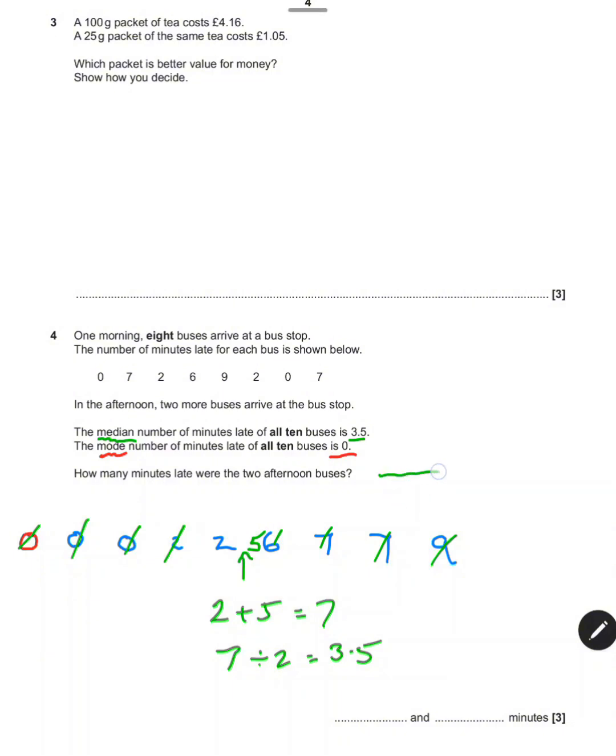If you're not quite sure what I did to work that out, try drawing a number line. Got the 2 that I started with, 3, 4. I'm saying the 10th bus was 5 minutes late. Can we find the middle of this? 1, 2. Yeah, it's right there, look, 3.5.